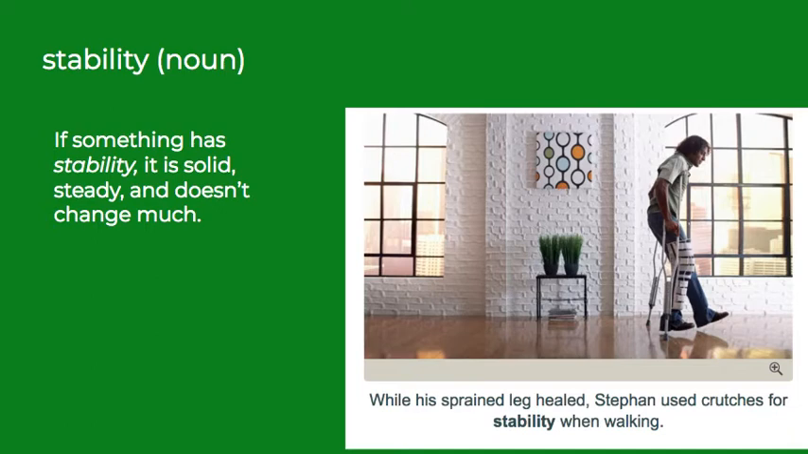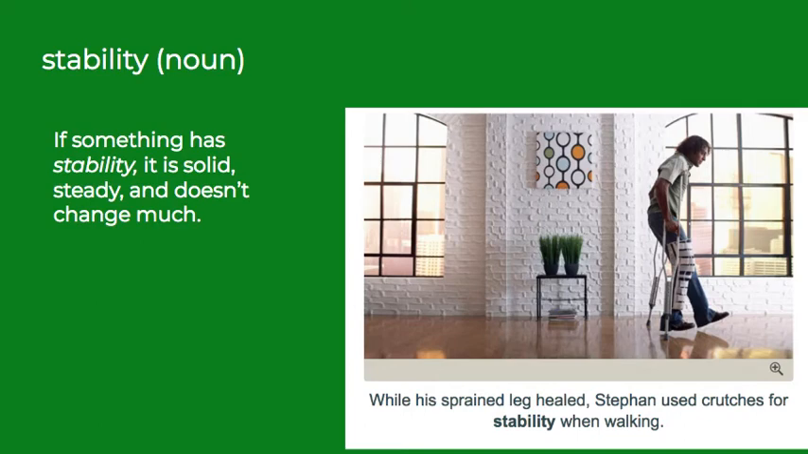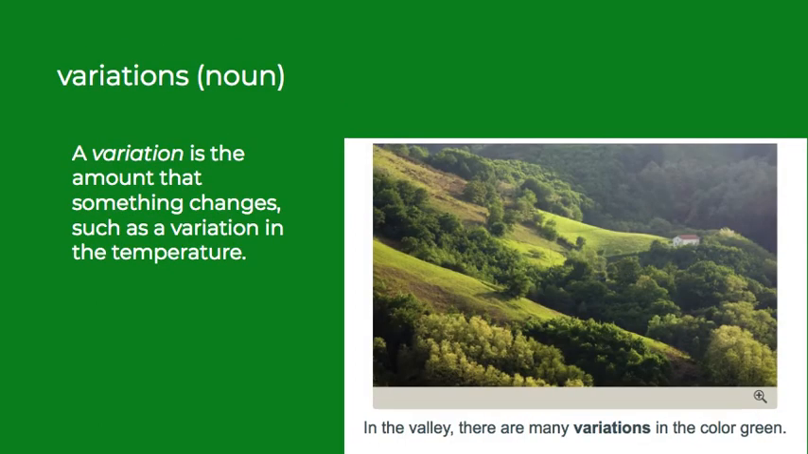Our next word is, here we go, variations. Variations. A variation is the amount that something changes, such as a variation in the temperature. And in the valley, there are many variations in the color green.